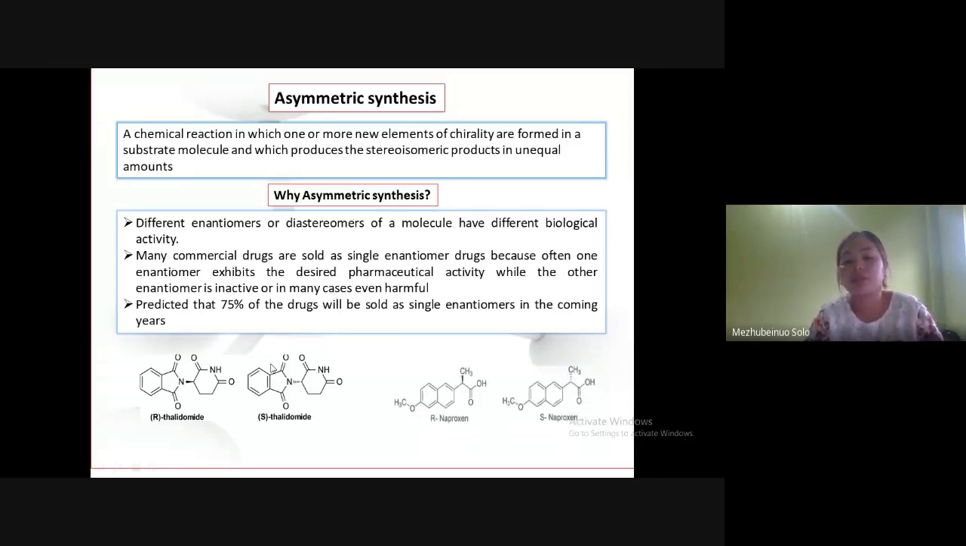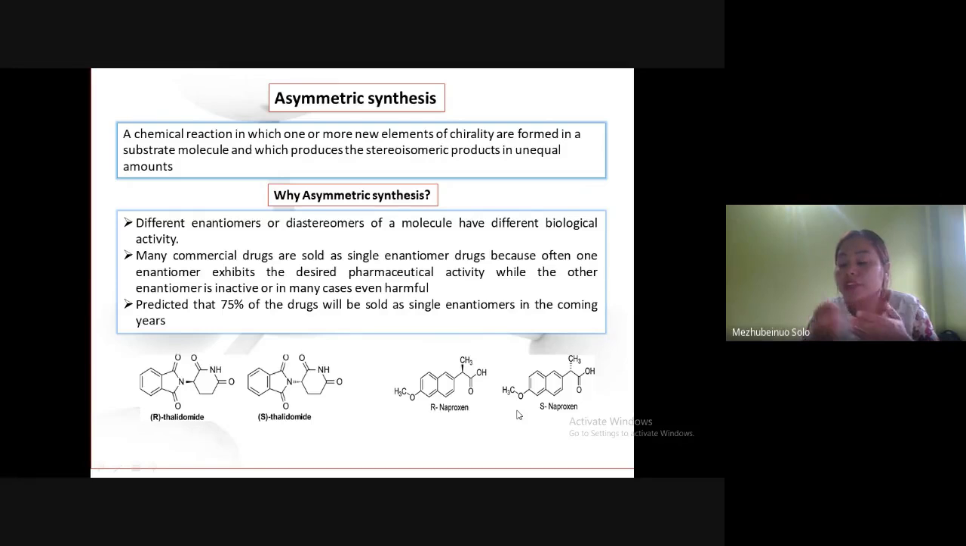And another example, naproxen, where S-naproxen is used as a drug for arthritis, and R-naproxen causes liver poisoning. So if you give a racemate mixture of these two chiral molecules to a patient, the patient may get relief from arthritis, but they may die of liver poisoning. So it is very important that a single enantiomer is made in order to avoid such side effects.